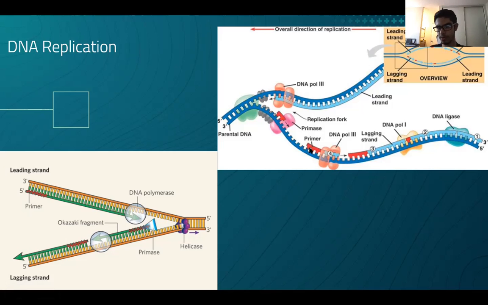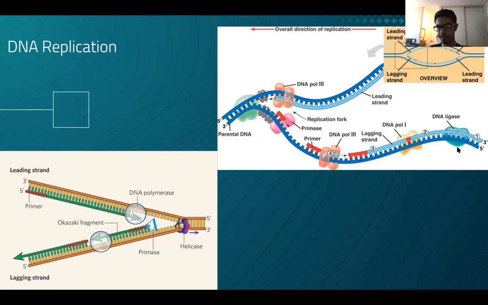Now let's go to the top right-hand corner of my screen. Hopefully you can see my cursor where I'm circling DNA ligase. That enzyme will connect the segmented DNA strands together, which are part of the lagging strand. And after that, we have our completed replicated DNA.